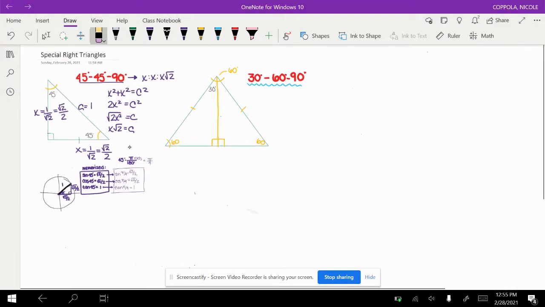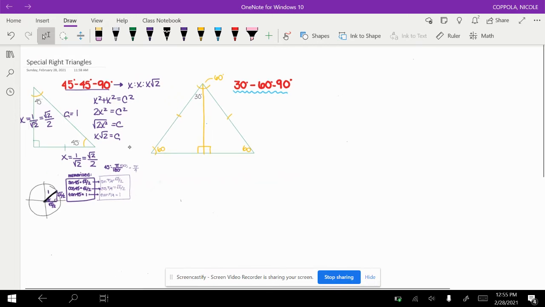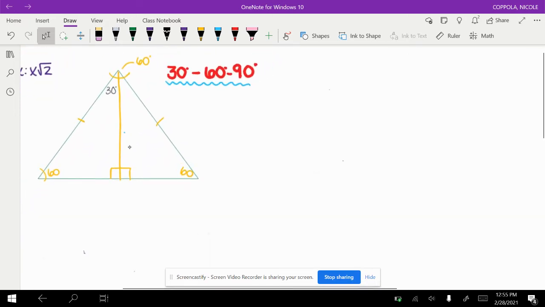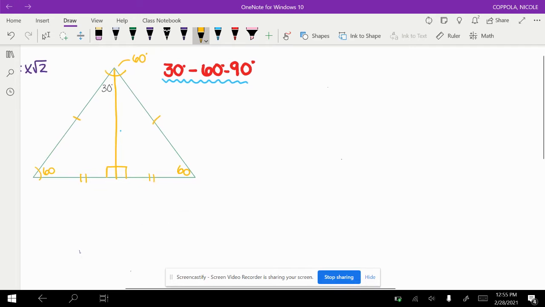Hello. So in this video, we'll be talking a little bit more in depth about special right triangles, and we're going to be looking at the 30, 60, 90 triangle. The 30, 60, 90 triangle is created through an isosceles triangle. When you have an isosceles triangle, if you draw this perpendicular down here, not only does it bisect the angle, but it also bisects the side opposite that 30-degree angle. So we've got our 30, 60, 90-degree triangle here.